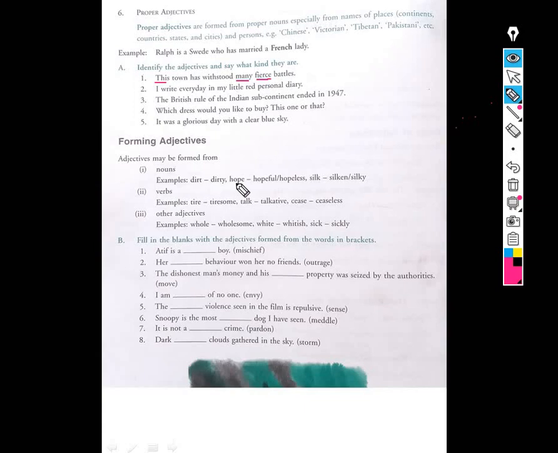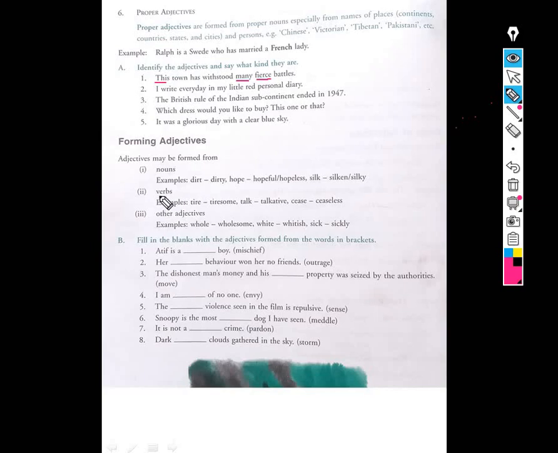Hope, umid. Hope is a noun. Hopeful or hopeless. Hopeful, purumid. Hopeless, naumid. He is a hopeful man. Hopeful means purumid. Silk. And from silk, the adjective is silken or silky. Silken or silky mean soft, smooth, reshmi, naram, malayam.